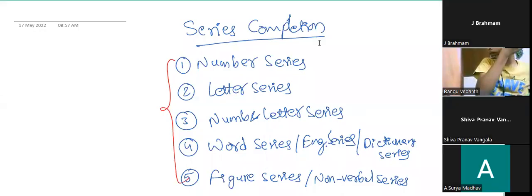In this series completion, we are in the first model: number series.